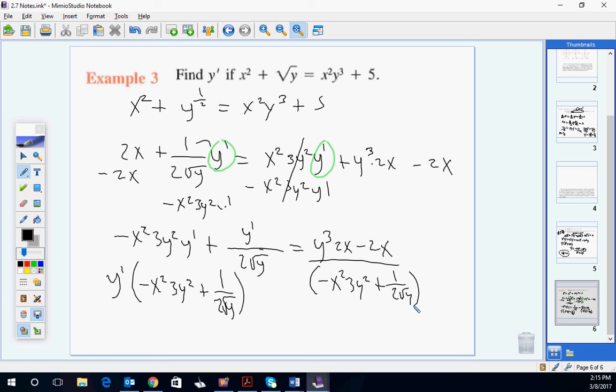Okay, in my notes, you can pull the 2x out. Doesn't really do anything, but you could pull it out just so it makes things easier to plug in. So if I pull that 2x out up top, I could write it all the way simplified as 2x times y cubed minus 1 all over this. Just makes it a little easier to plug things in. And that is it. Okay, that's the derivative. All right.